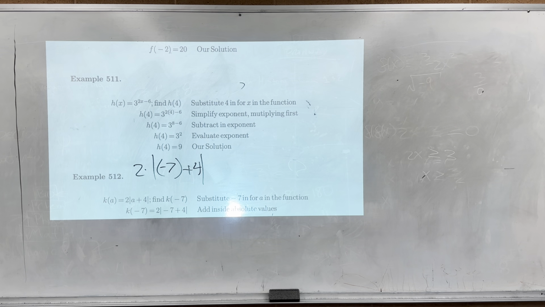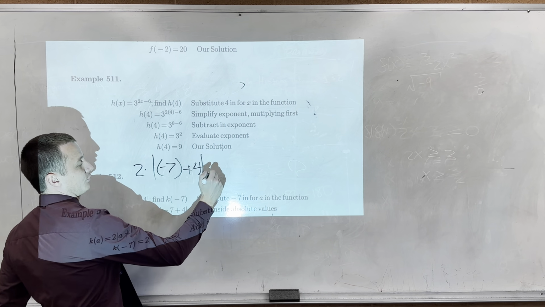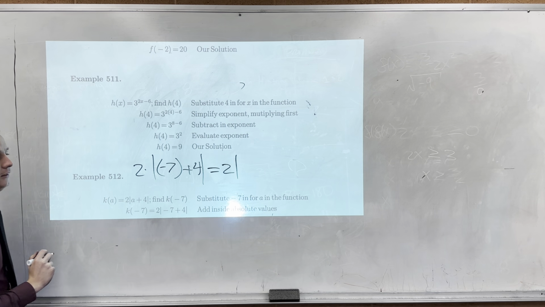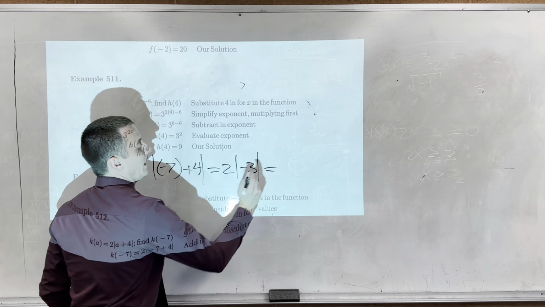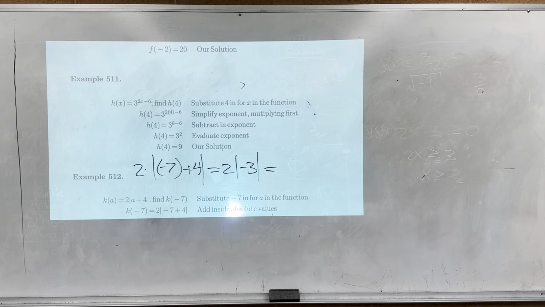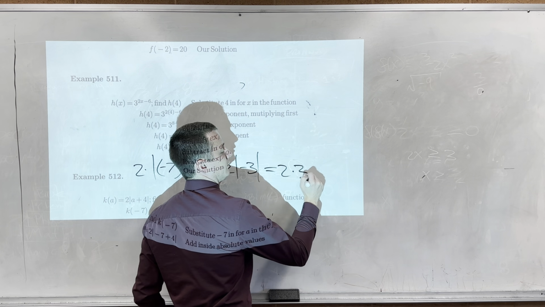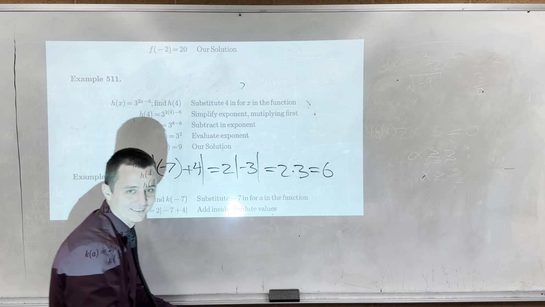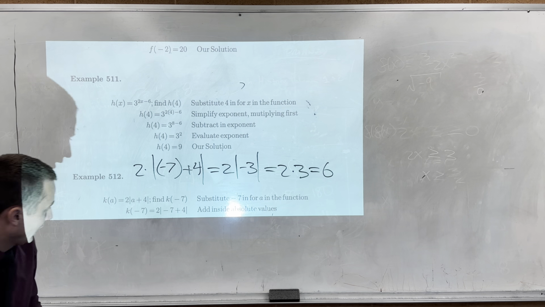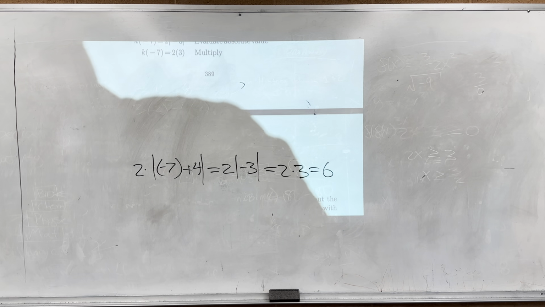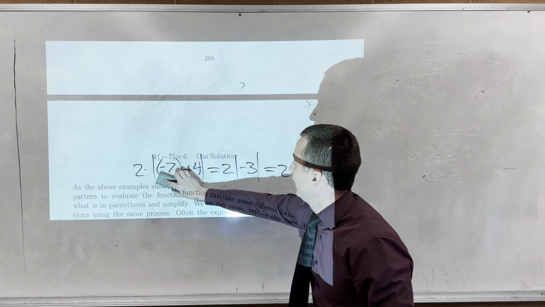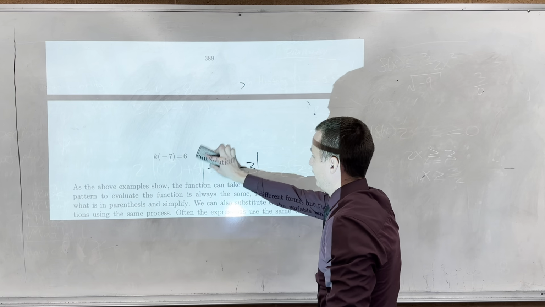Just like that, right? Negative 7 plus 4 is equal to negative 3. Absolute value of negative 3 is equal to 3. So this is 2 times 3 is 6. Still warming up. It's okay. So we get k of minus 7 equal to 6. Yay, we did it right.